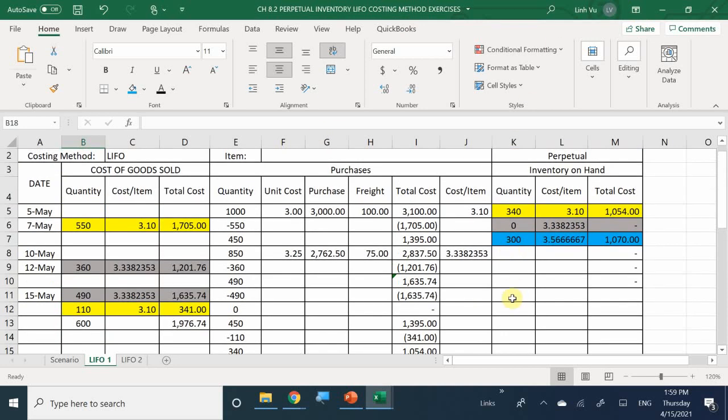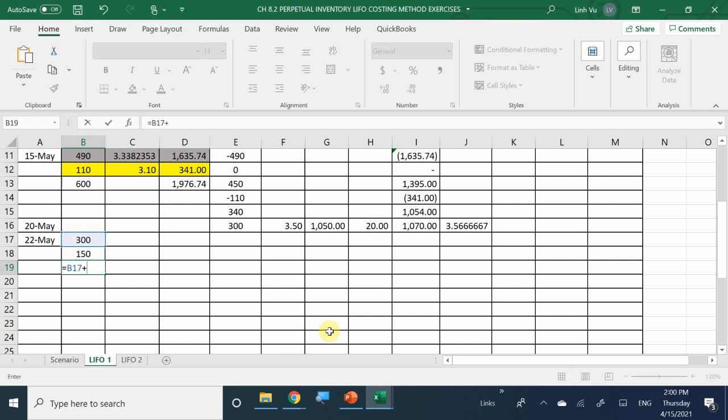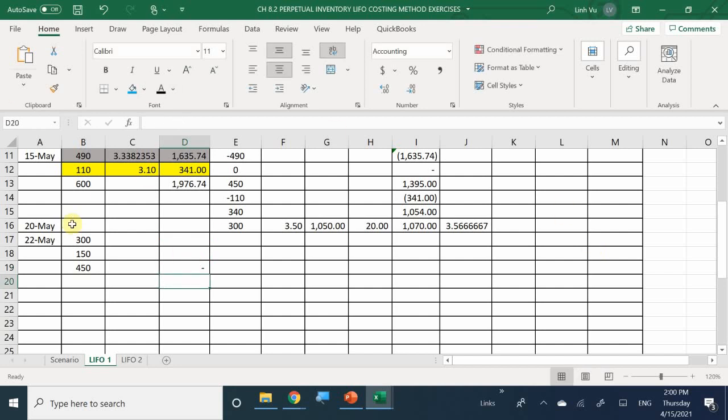If we're using LIFO, which batch are we taking out from first? Last. And how many does the last one have? 300. Only 300. That means we have to take an additional 150 from the yellow batch. So here, I have 300 from the blue batch. 450 minus 300 should give you 150, right? We're going to add these two numbers together to ensure that we're selling a total of 450 items, and we're going to add those costs as well.